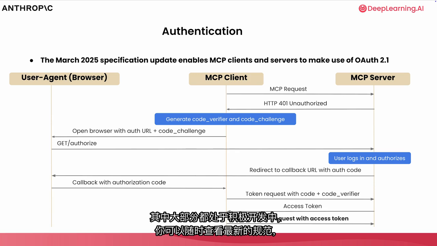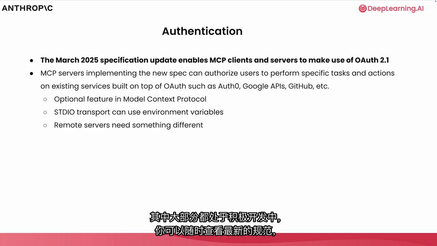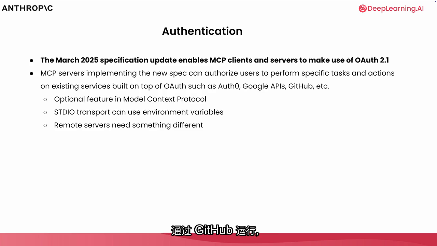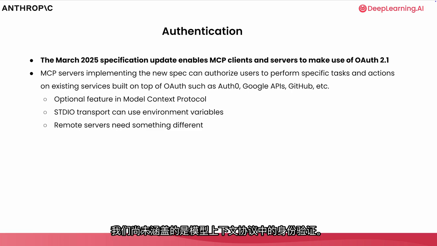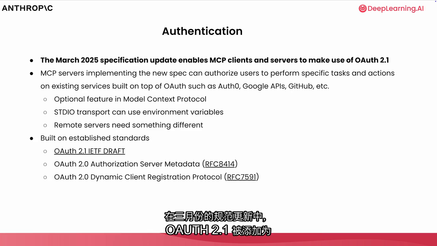This part of the protocol is in active development, and there are always newer features and security pieces being added, but authentication will primarily be done with the OAuth 2.1 protocol. To highlight that in some depth, this is an optional feature of the Model Context Protocol, but it is highly recommended for remote servers. With standard I/O, we use environment variables and don't have the need for this kind of authentication. This is built on established standards that you can take a look at with these links below.